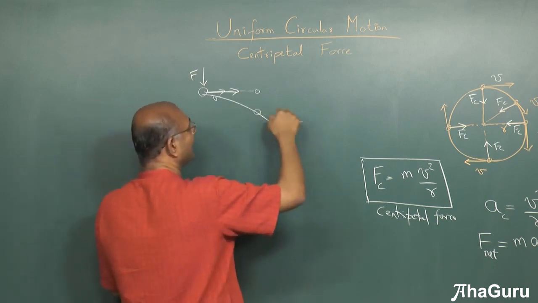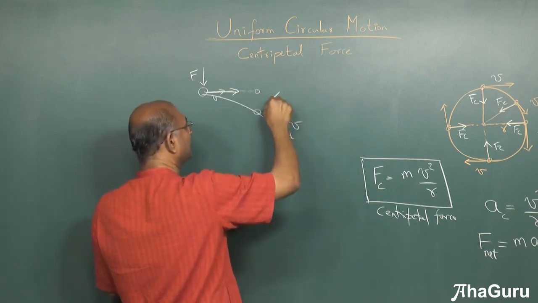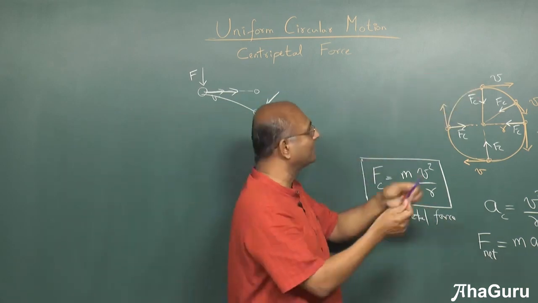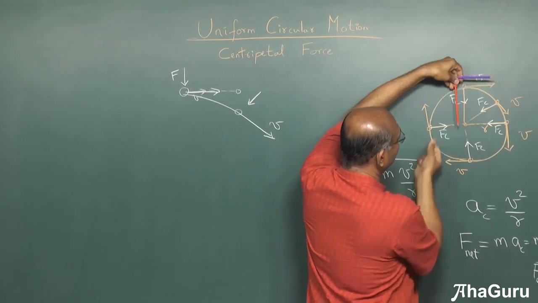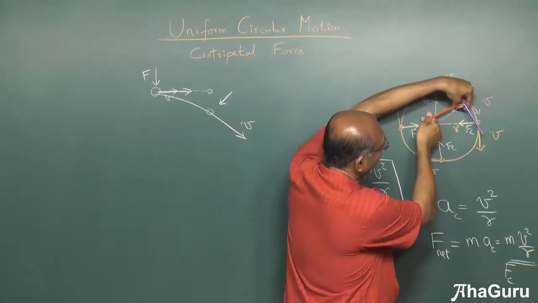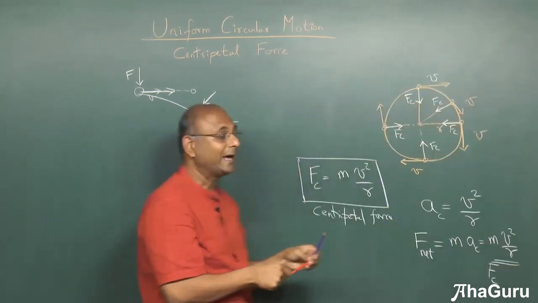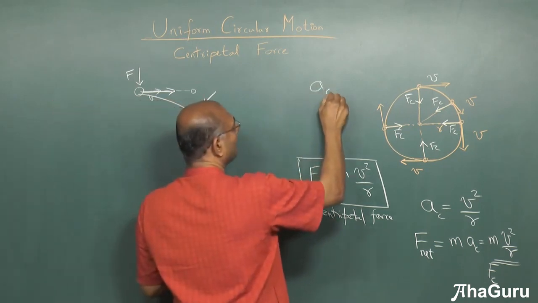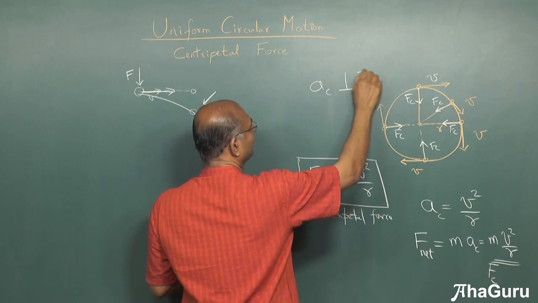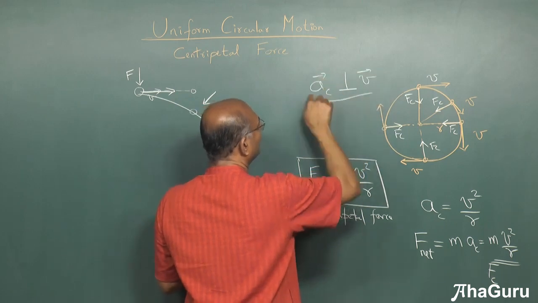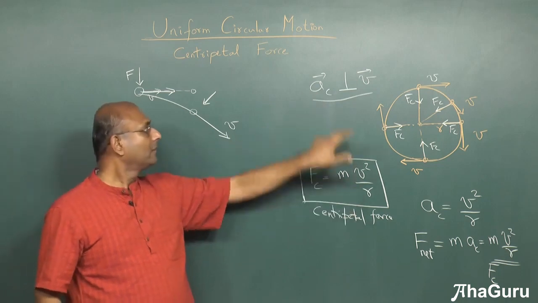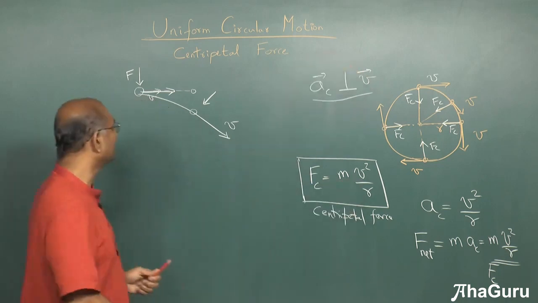At this point, I am going to exert a perpendicular force. Notice that at every point, the force is perpendicular to the velocity. This is the velocity, this is the force. This is the velocity, this is the force. This is the velocity, that is the force, right? Centripetal acceleration is always perpendicular to the velocity. So mass times centripetal acceleration, ma, must also be perpendicular to the velocity. So that's what we are calculating.